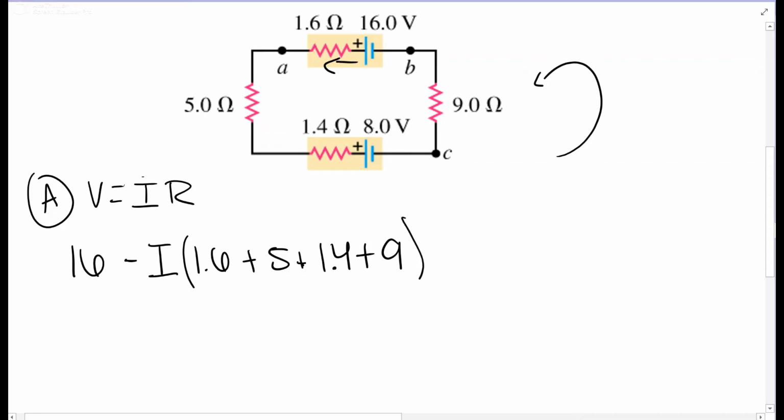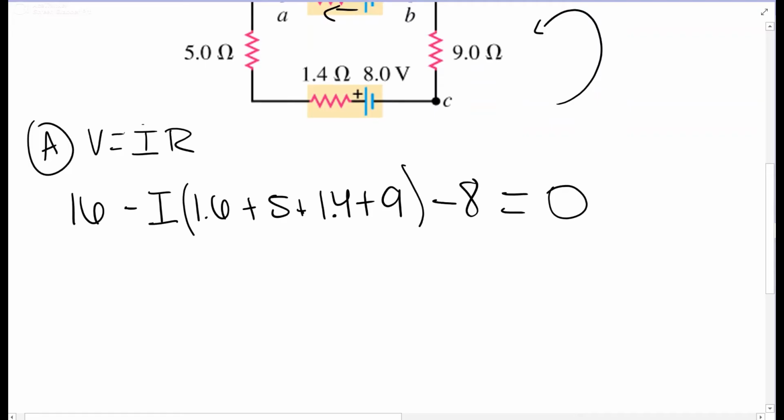And then we have this voltage. However, this voltage is negative because, like I said, this 8 volts wants to point clockwise, and we're going counterclockwise, so that is actually negative to our goal. And then this is 0, right? Because we want it to be constant. We're a stable circuit. So then you basically just solve it.